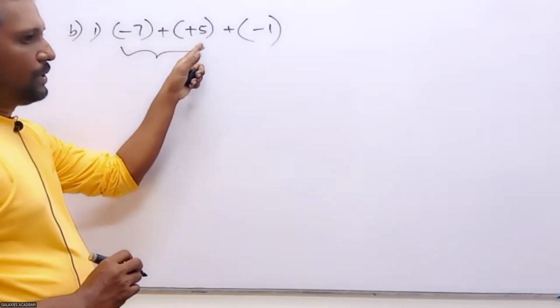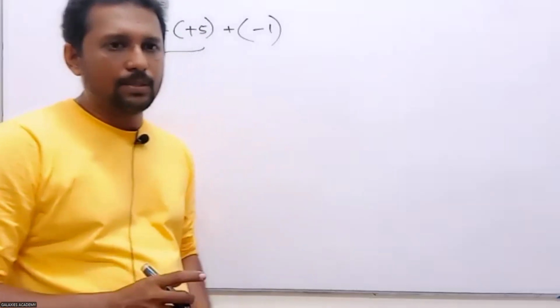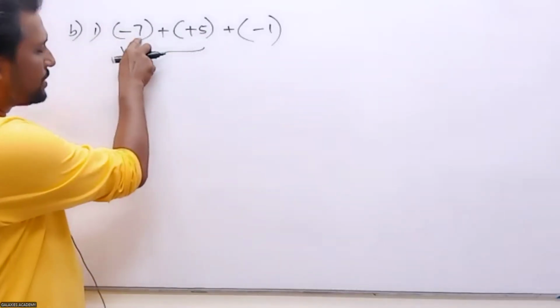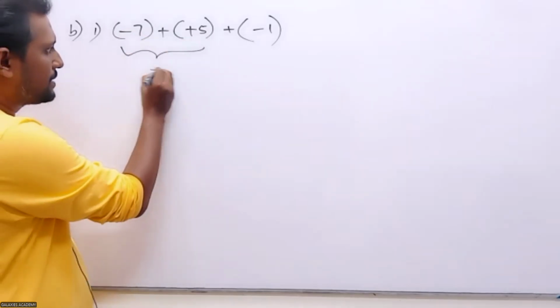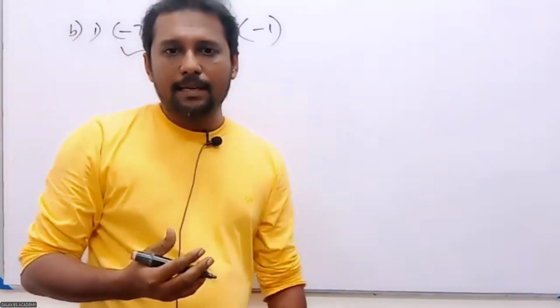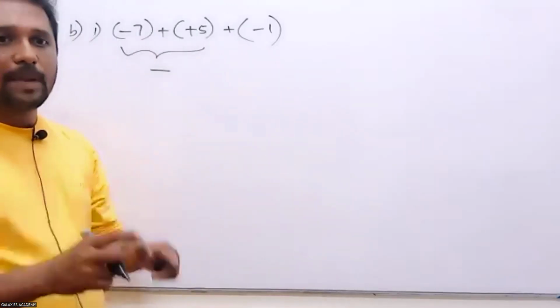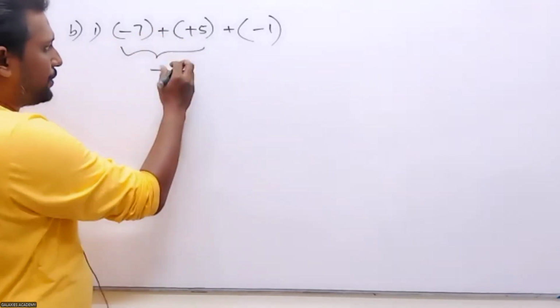Negative and positive number, different signs. So the answer sign should be the large magnitude sign. What's the large magnitude? 7. Its sign is negative. So when you add these two, your answer is negative. When you add different signs directed numbers, you have to subtract the two magnitudes to get the magnitude of the answer. 7 minus 5, 2.